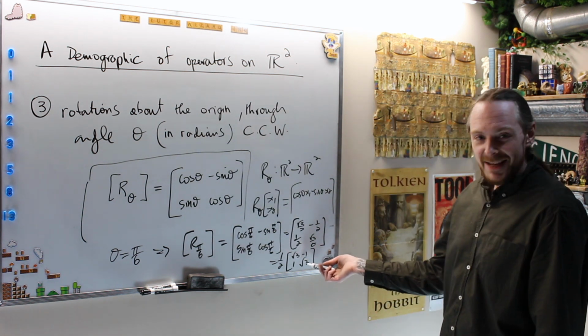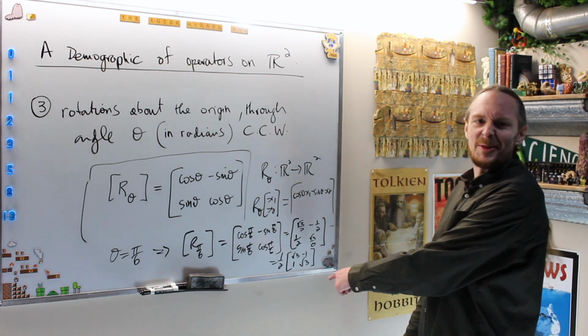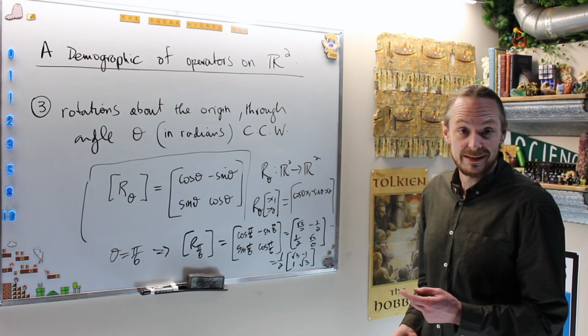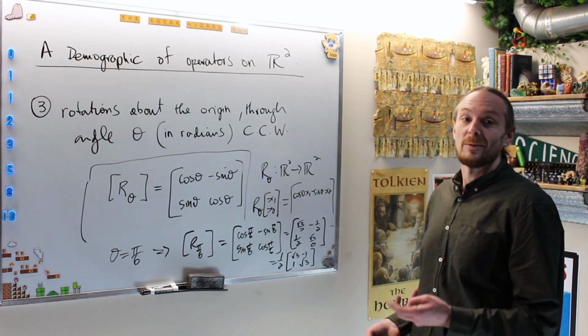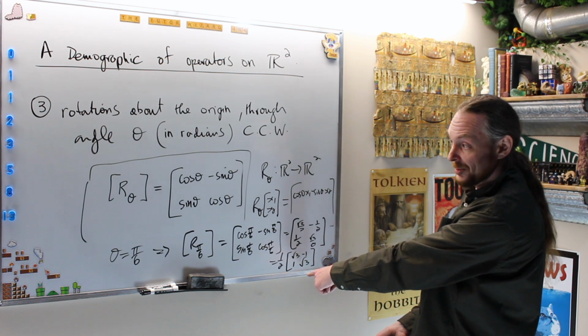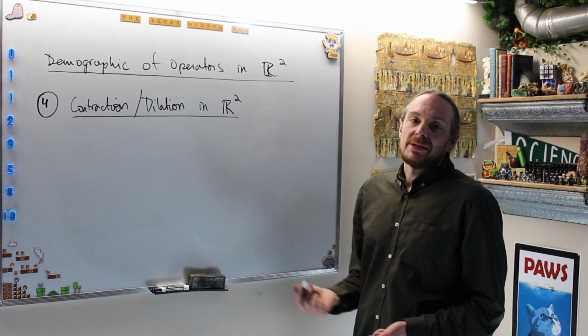And then if I reverse engineer that and give you that matrix, can you tell that that is rotation counterclockwise through pi over 6 in the plane? Yeah, once you become a math wizard, you can. That's rotation counterclockwise through pi over 6 radians. 4. Contraction and dilation in R2.